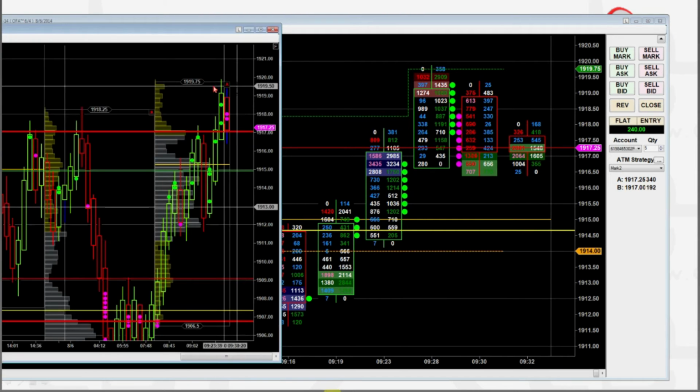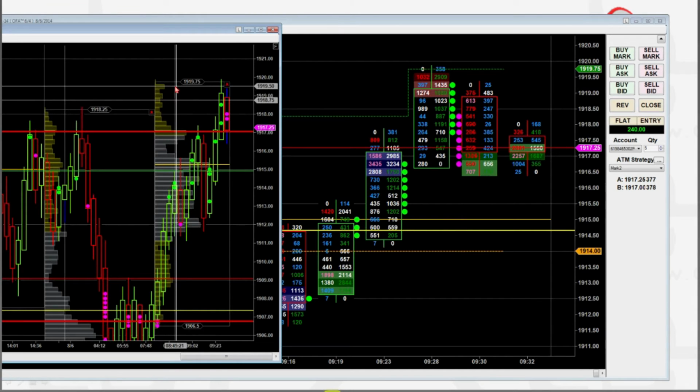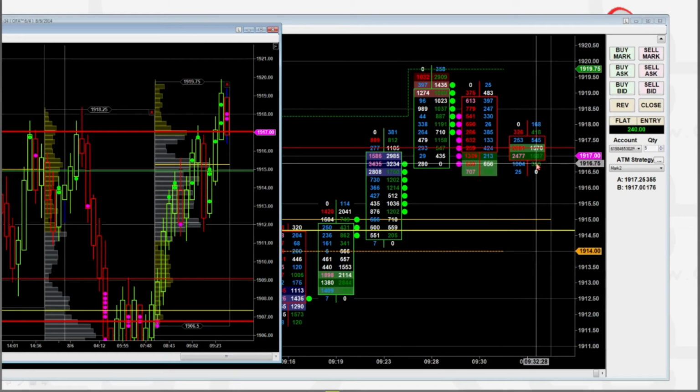I have what looks to be an unfinished auction, but remember, look what happened here again. See how this one little volume node popped out and price started turning around? There's some evidence of sellers right there, holding. But I waited. This is the scenario that I wanted. That's my long, and now I'm just managing the trade.